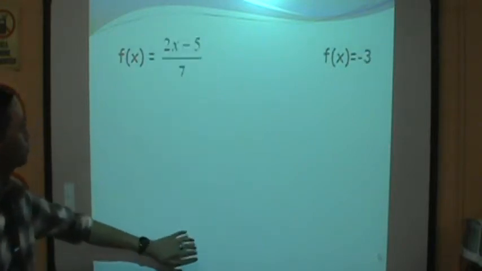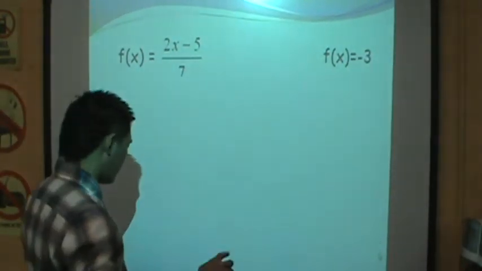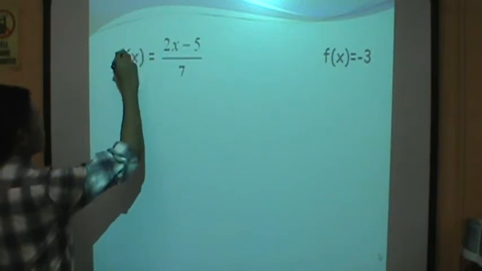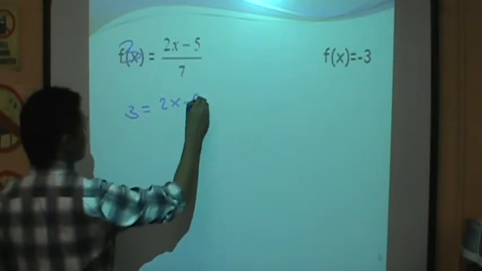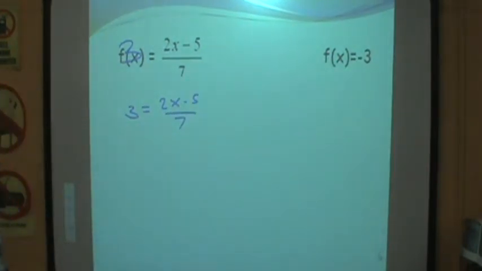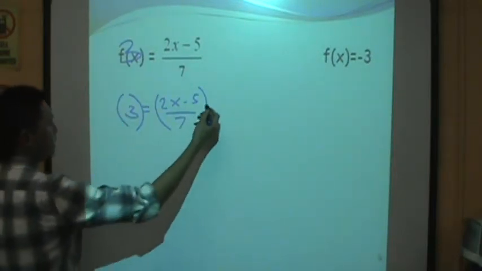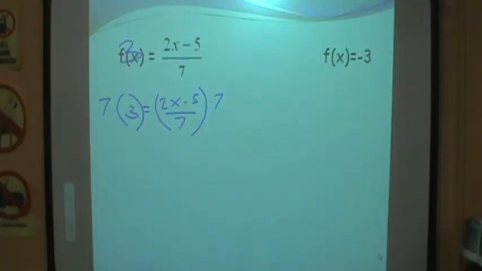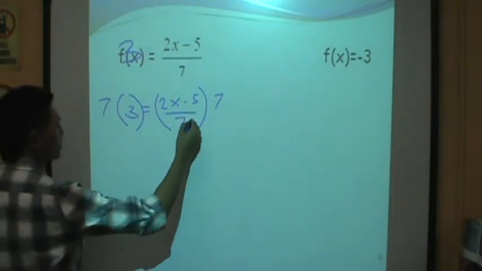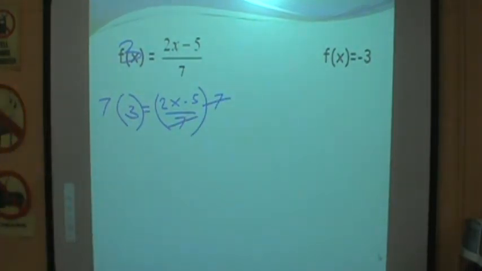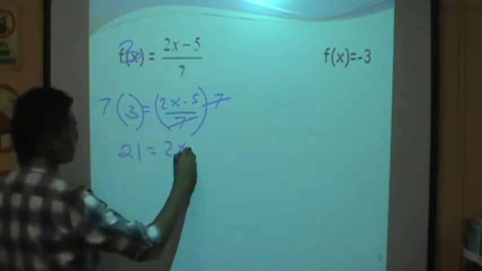Okay, now how about this one? Having a fraction here and then negative 3 is outside again, that means we're going to replace that with 3. So we're going to have 3 equals 2x minus 5 over 7. But wait, you hate fractions, I hate fractions, so I can just go ahead and multiply both sides by 7. The reason why I'm multiplying both sides by 7 is to get rid of that fraction. So I now have 7 times 3 is 21 equals 2x minus 5.